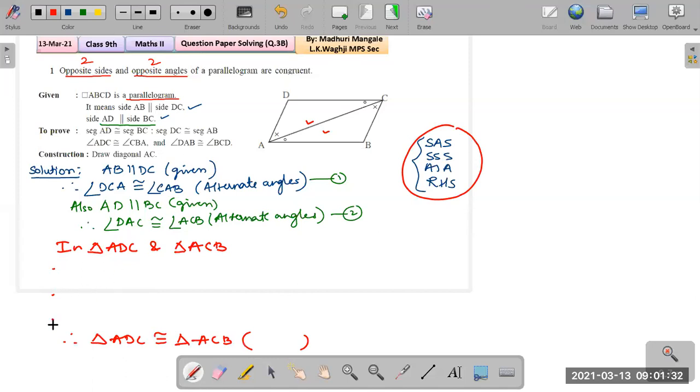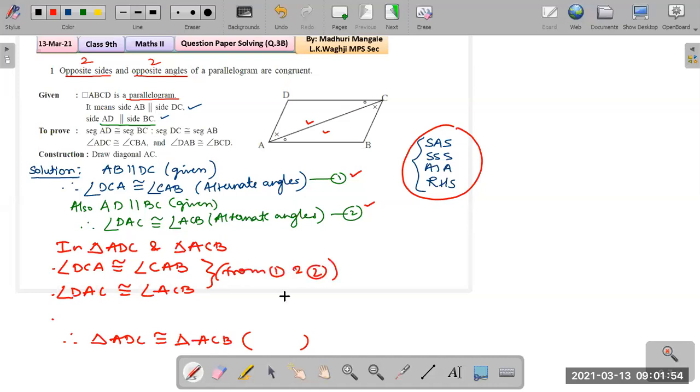And which are the three parts? So the three parts here are, from equation 1 and 2, we will get these two parts, that is angle DCA is congruent to angle CAB and angle DAC is congruent to angle ACB. From where did we get this? We got this from 1 and 2. We need to write reasons for each and every step. And the third part will be the common side.